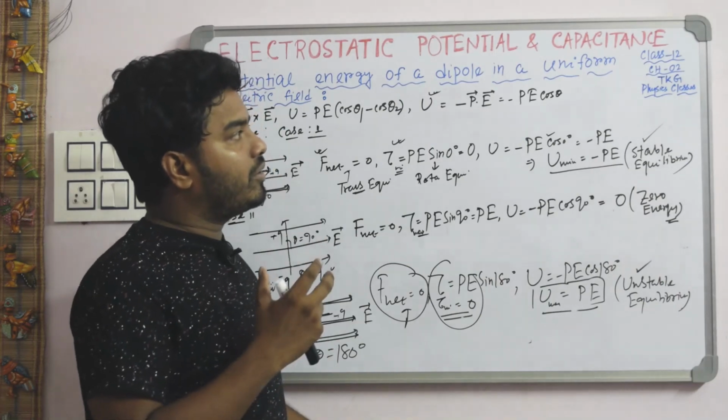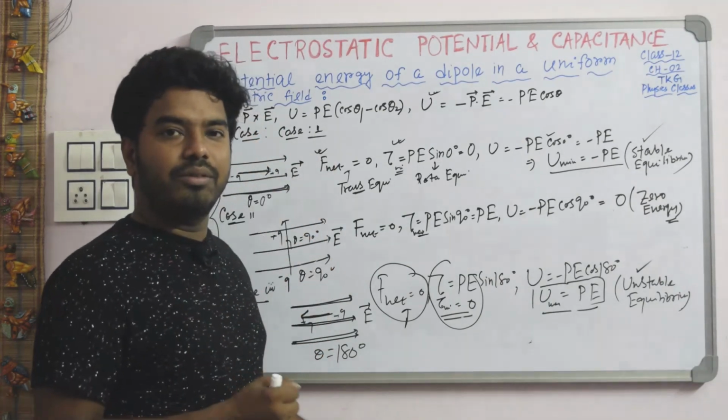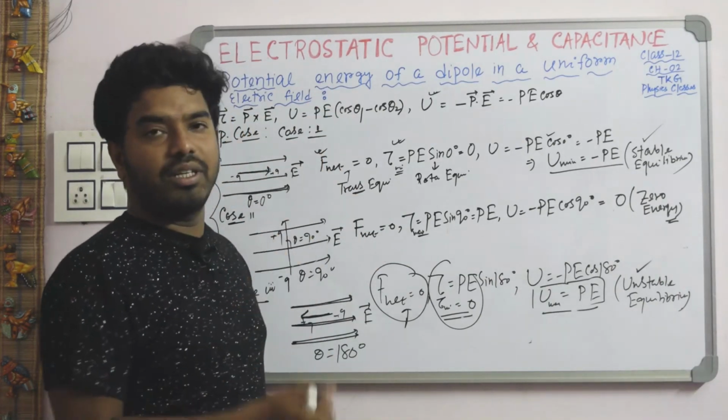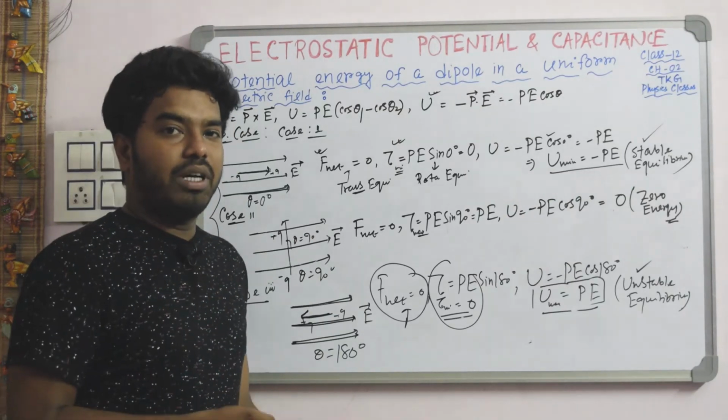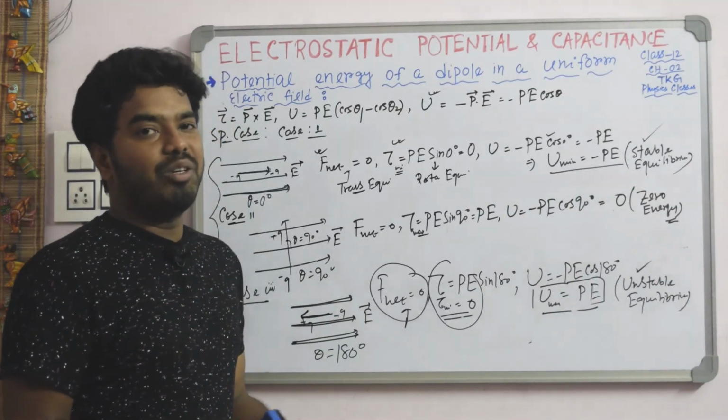Okay, so this is all about this lecture. This is the potential energy formula when a dipole is placed in a uniform electric field.